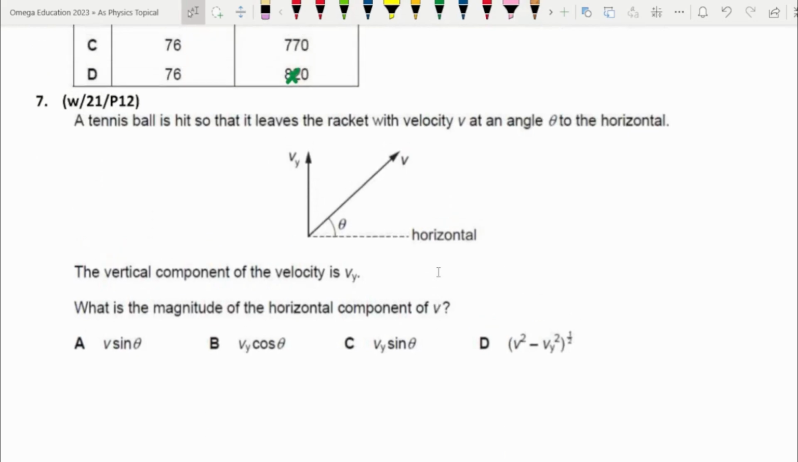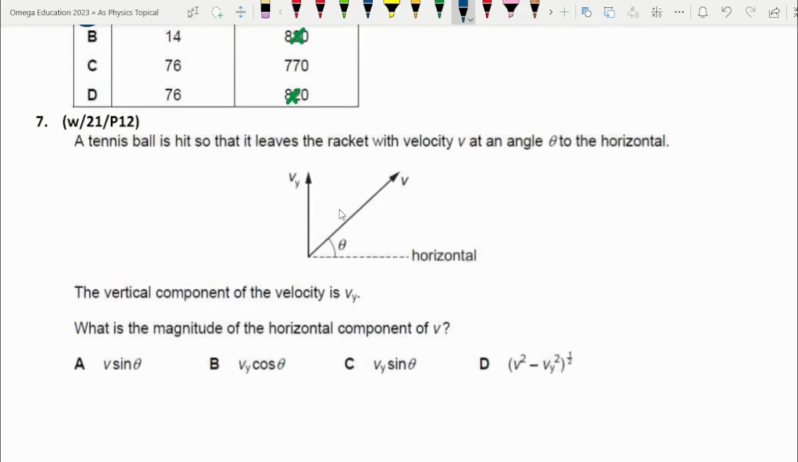Okay, let's take a look at the next one. The vertical component of the velocity is Vy. What is the magnitude of the horizontal component of the velocity? So you're given the vertical component of the velocity, you're given the velocity itself, and you need to find the x component. It's a very easy one. What you can do is, if you complete the triangle, you can draw the second one over here. This would be your Vy.